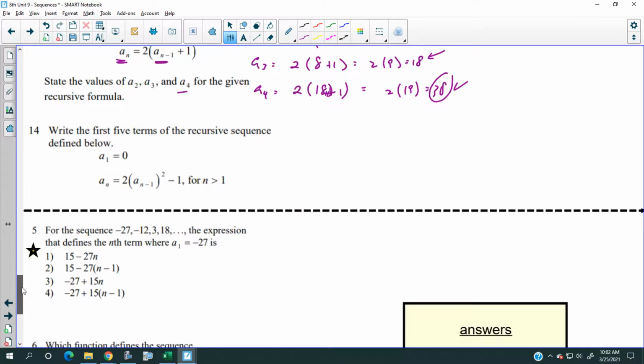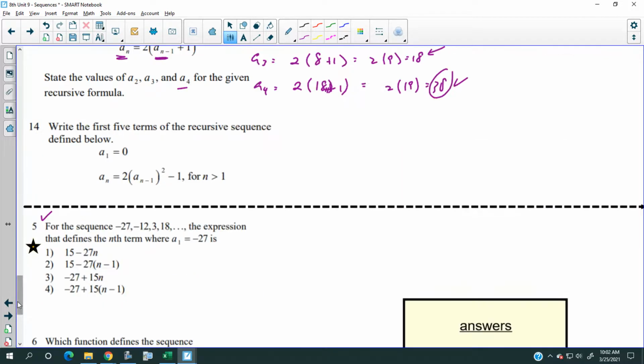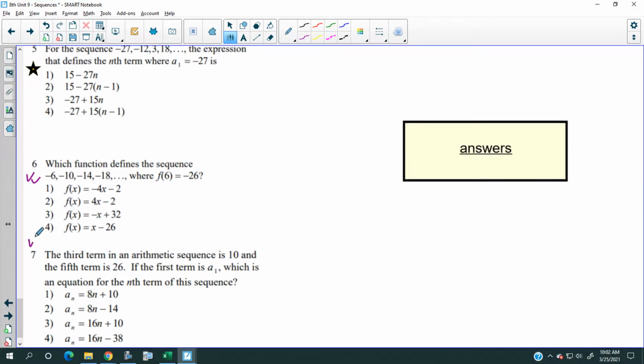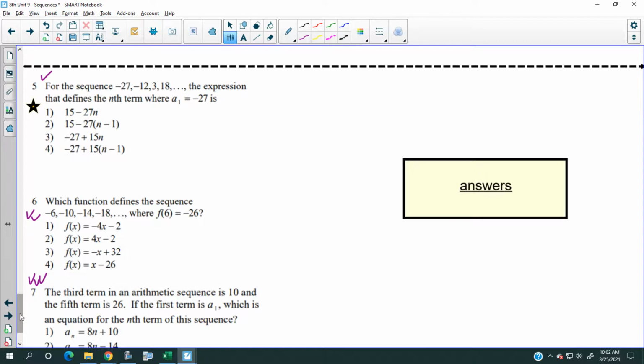Now, let's try this one, number 5 for the sequence. I wanted to show you this because it is very similar to 6 and 7. So I want to show you just how easy it is to answer these questions, okay?